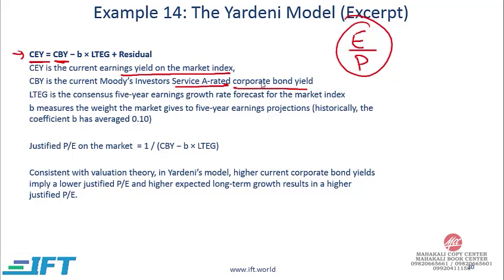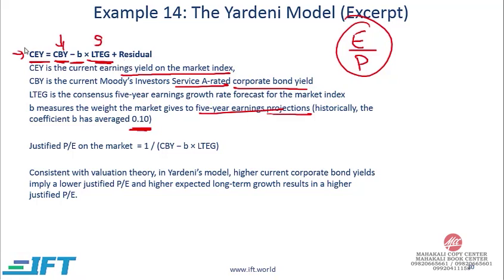Here, at least default risk is built in. With the Fed model, we are looking at government bonds, so there is no default risk. Now we are talking about corporate bonds, so we still don't have equity risk, but we do have default risk. So that is this yield minus a coefficient called B, which, at least empirically, has been shown to be about 10%. It measures the weight the market gives to 5-year earnings projections, just memorize that, multiplied by the growth rate, G, plus some residual which has an expected value of 0.